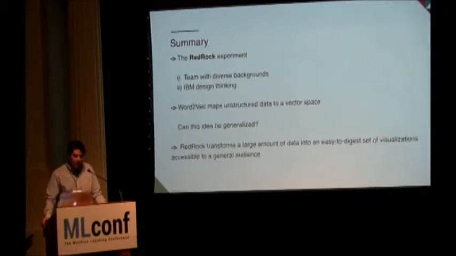So the RedRock experiment taught us that a team with a diverse background, following this series of experiments of design thinking, can help enable an agile development environment. Also, Word2Vec maps unstructured data into a vector space. And unstructured data have been studied for only some years now. Vector spaces, much more. I think the first person that called them vectors was Newton, but please correct me if I'm wrong. I think it's 1700s in the context of physics.